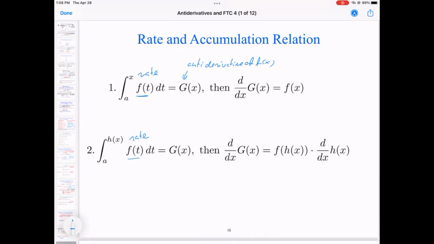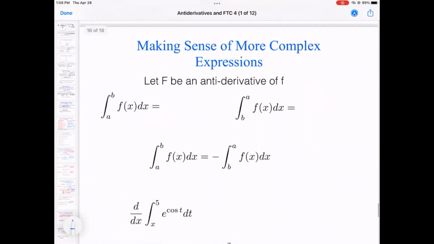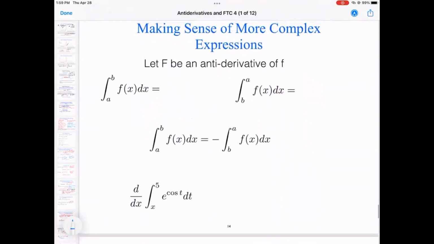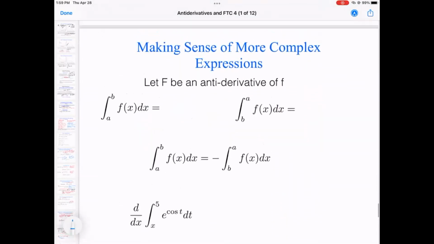Right, so we're going to still practice. I have one more problem like that, and one of the quizzes I assigned to you again practices this type of problem. So, making sense of more complex expressions.